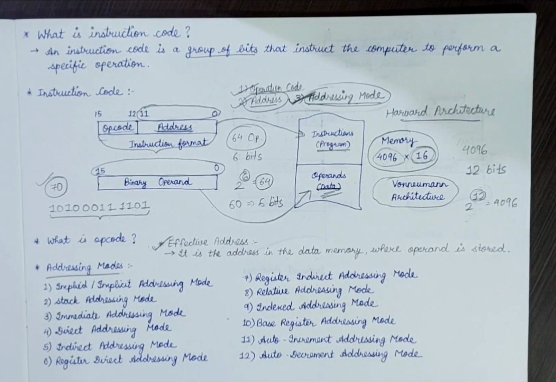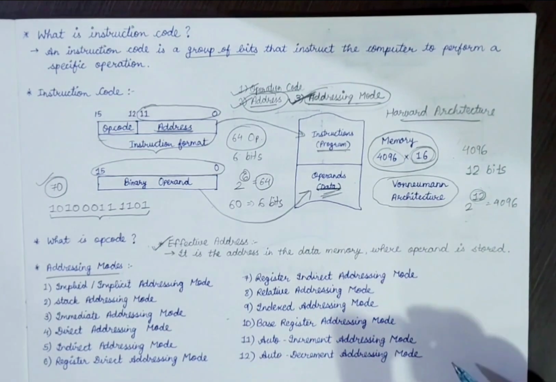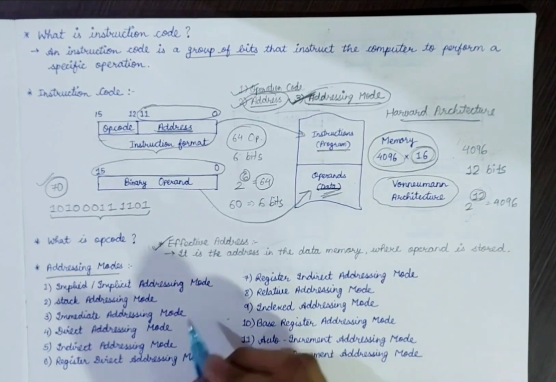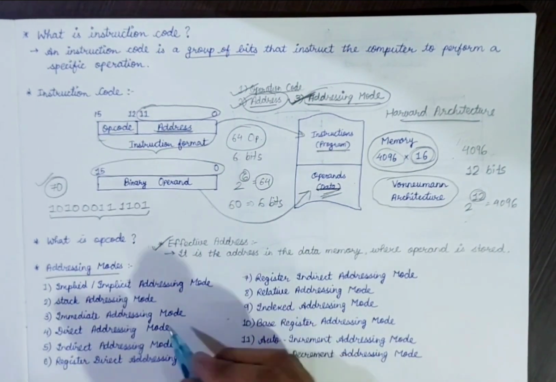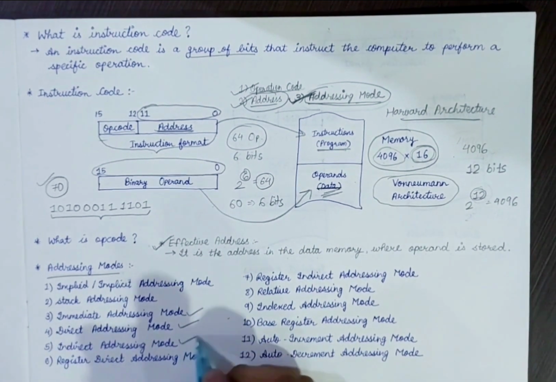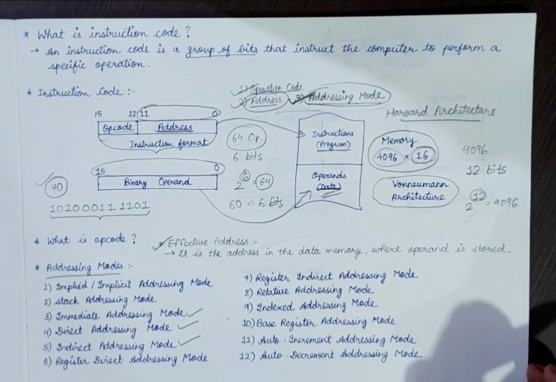So now we will start the types of addressing mode. In total there are 12 types of addressing mode which I have listed here, but out of these 12, today in this video we will see only 3 basic types: immediate addressing mode, direct addressing mode and indirect addressing mode. So first of all we will see what is immediate addressing mode.